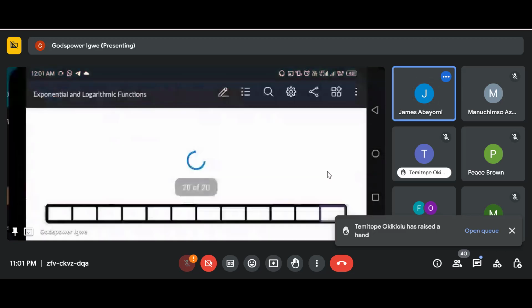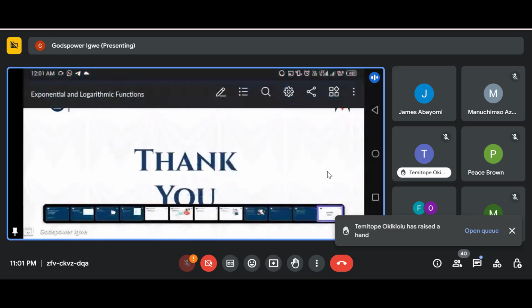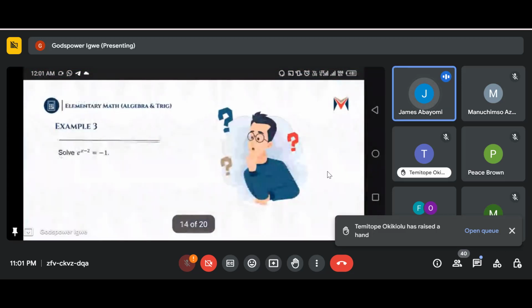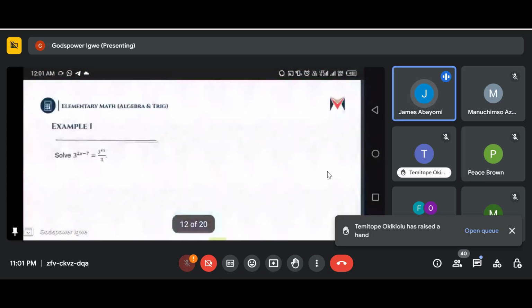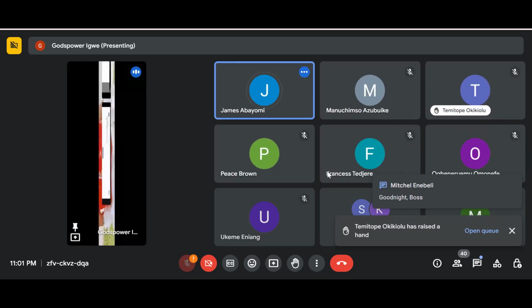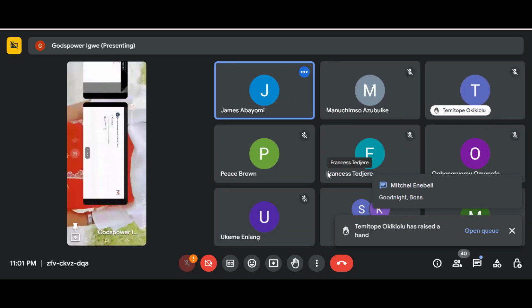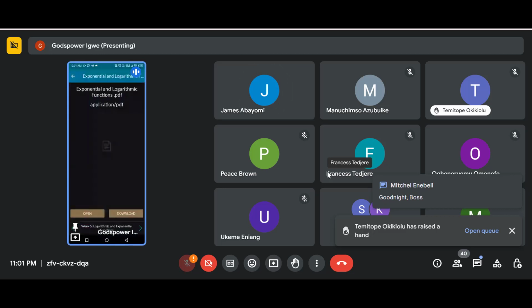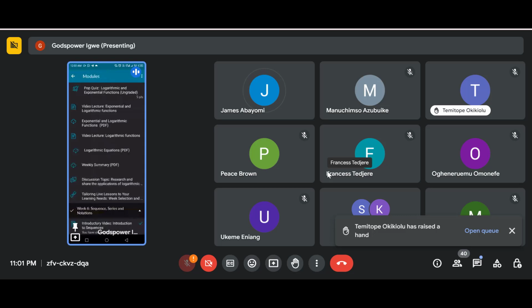Mr. Godspower. Yeah, sir. It's 12. You need to go and sleep, huh? Me, I'm going to bed because I have to wake up by 6. Mr. James, don't try it. That's why I set the class to be early so that you can rest, because we've been doing this till midnight.